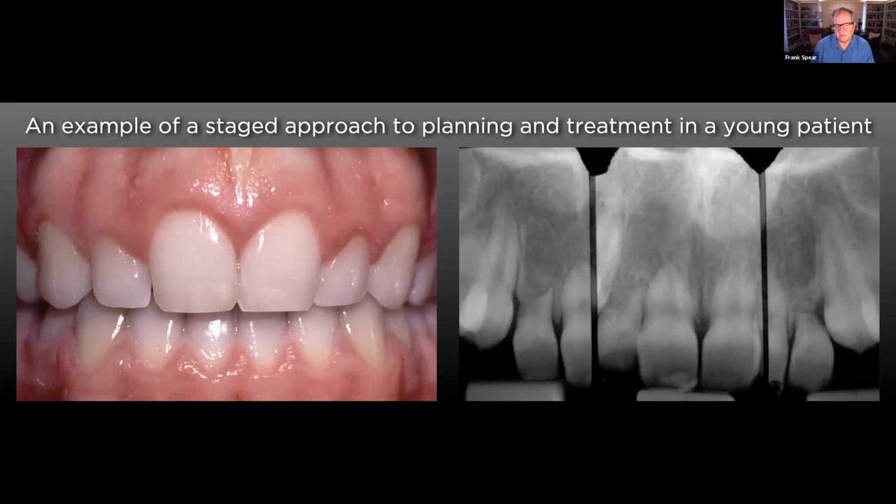So let me show you just a little snippet of her treatment. And I have a number of cases like this, but in this 50-minute webinar, we want to make sure we cover the other topics I listed as well. So I'm just going to briefly go through her.